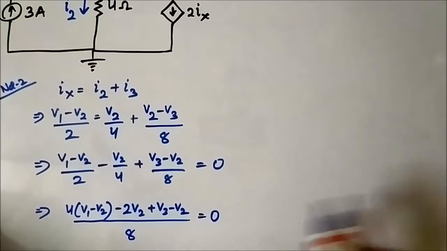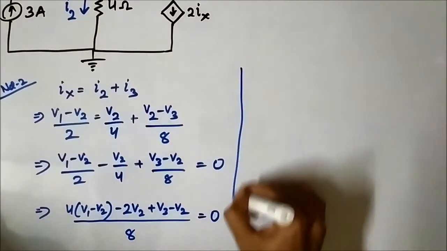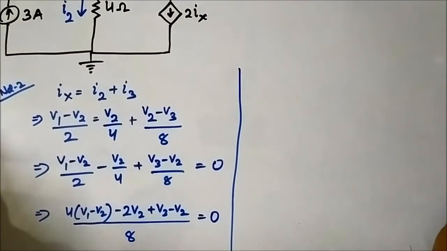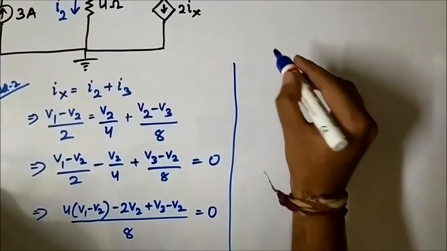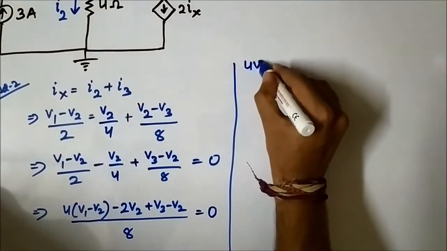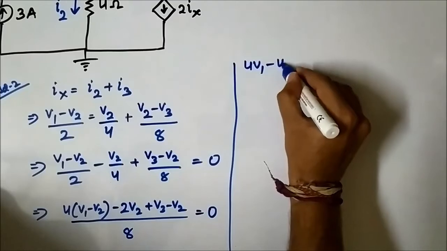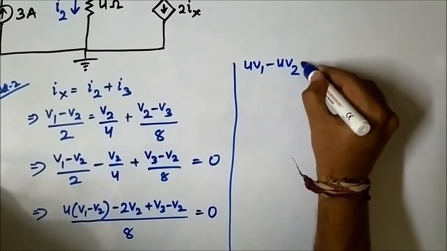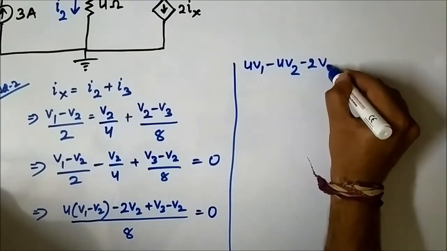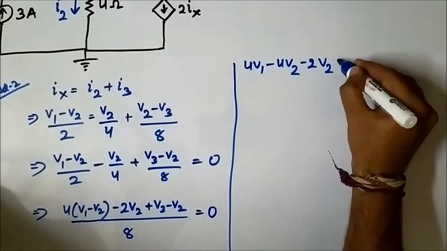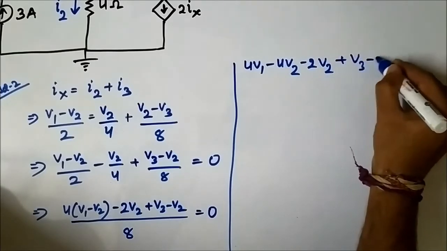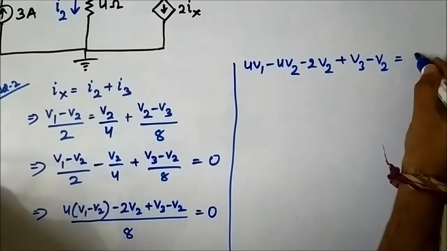So here it is 4V1 minus 4V2 minus 2V2 plus V3 minus V2 is equal to 0.